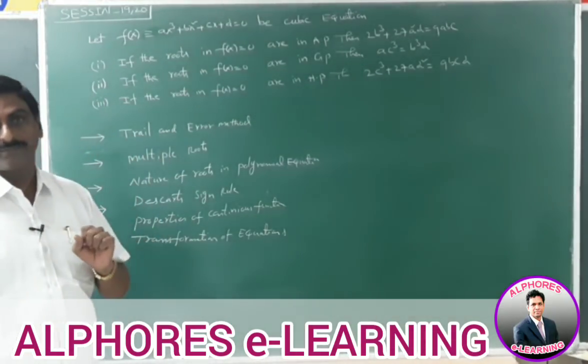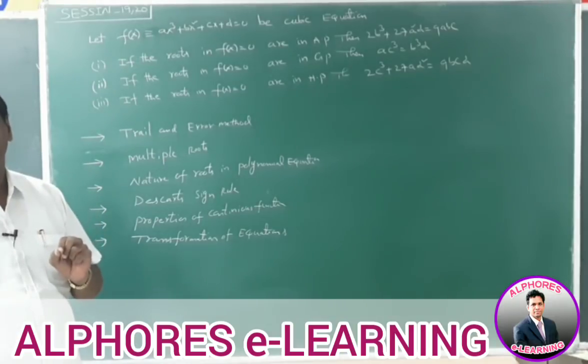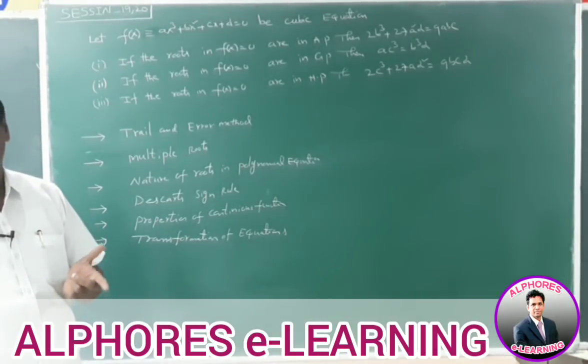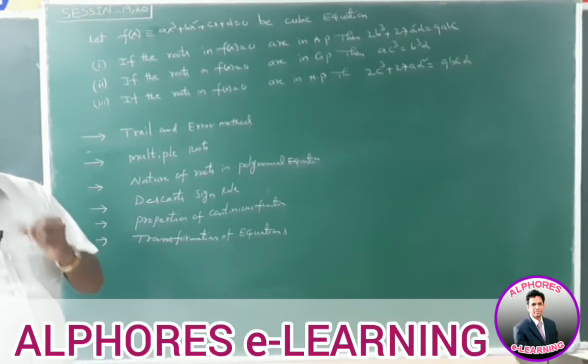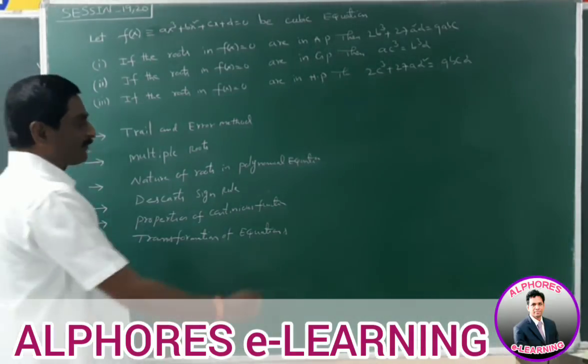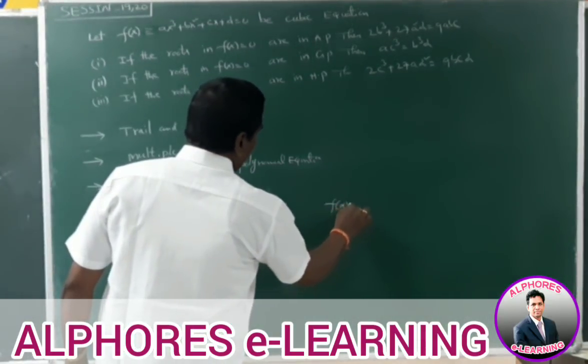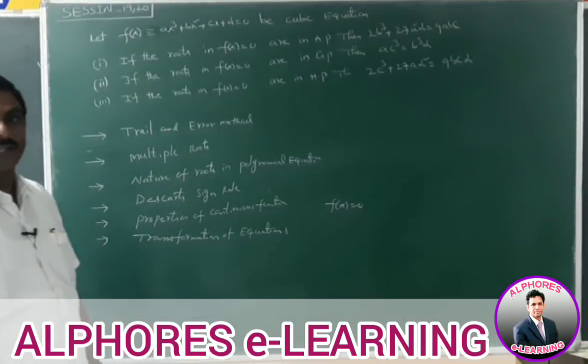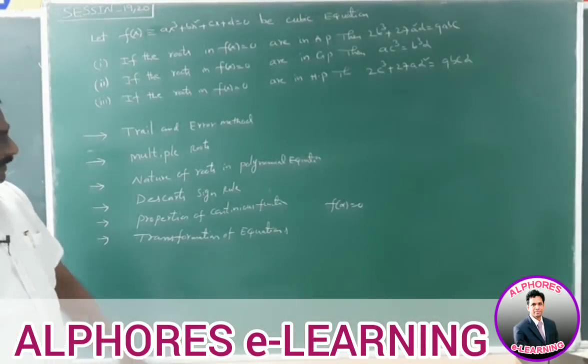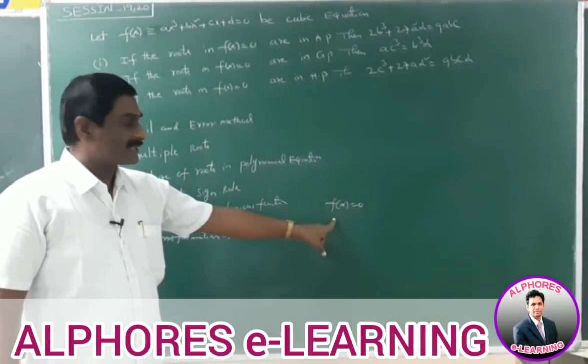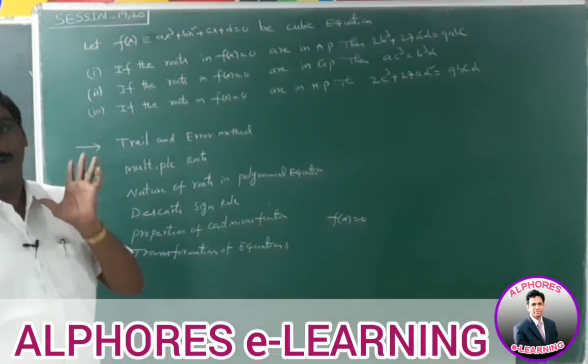In this method, we find one of the roots by using the substitution method, by the verification method. Suppose alpha is any number such that f of alpha is equal to 0, then alpha is said to be one of the roots in the equation f of x is equal to 0. Here alpha is one of the roots. That means this method is said to be the trial and error method.